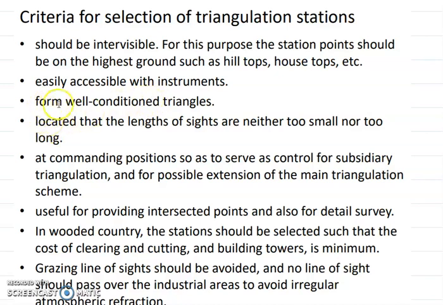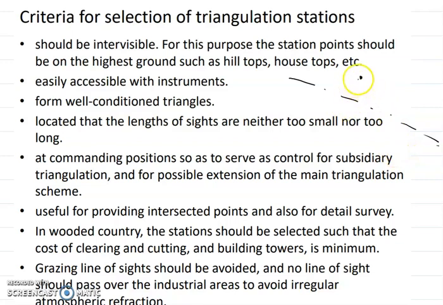See, now this triangulation station should form a well-conditioned triangle and should be so located that the lengths of sides are neither too small nor too long. What do you mean by this actually? So let's say this is your baseline, okay? And now you are trying to locate this point. So this point should be connected to a baseline in such a way that the lengths of the sides are neither too small nor too large.